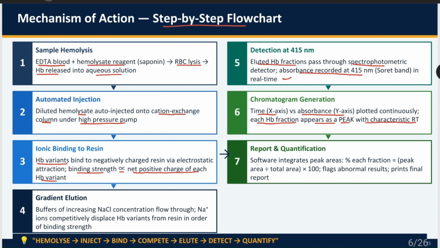After that, the software integrates peak areas, that is, the percentage of each fraction is its peak area divided by the total area times 100. This whole calculation is done by the machine only, and it flags abnormal results and prints the final report.